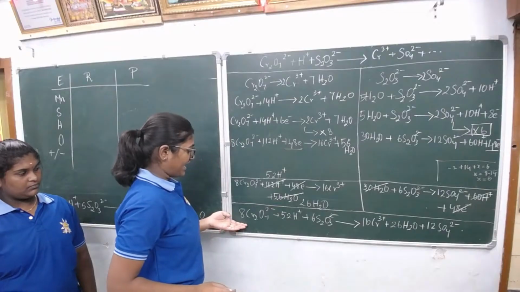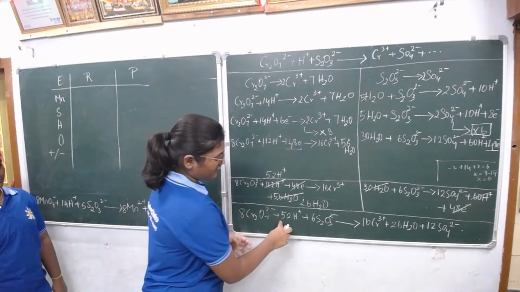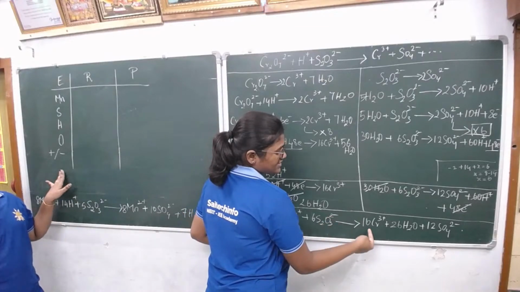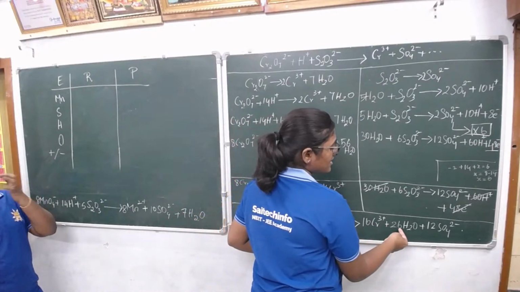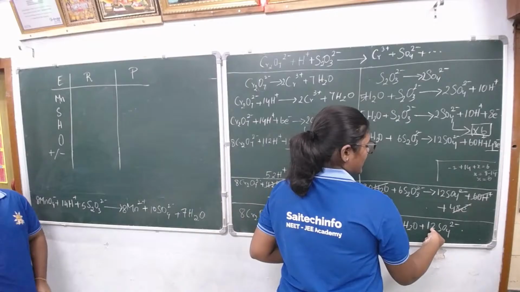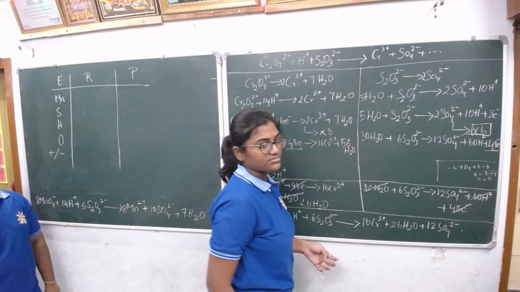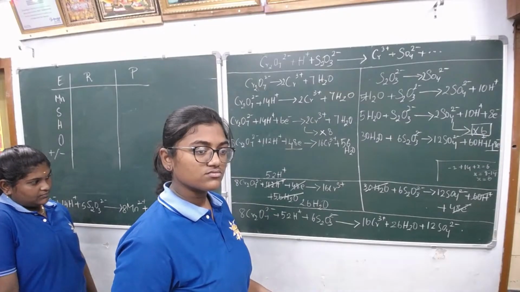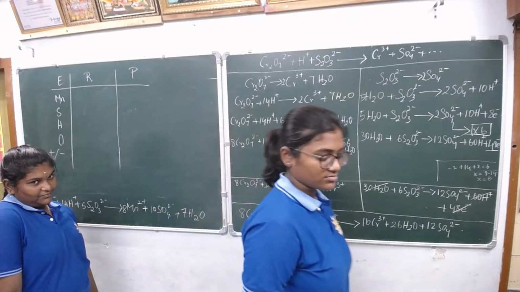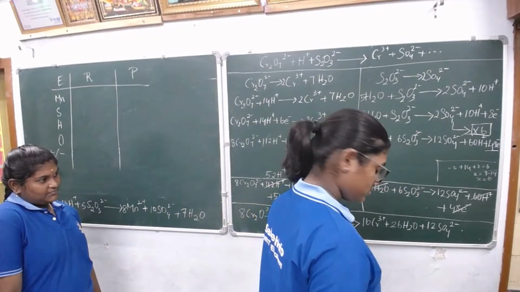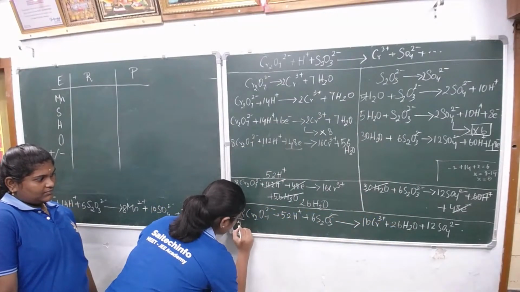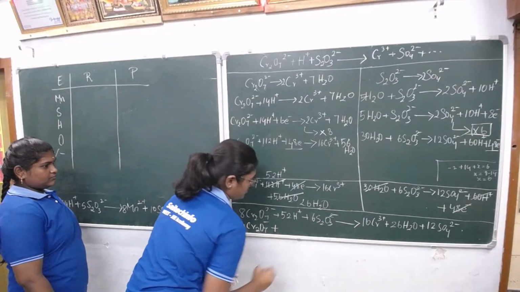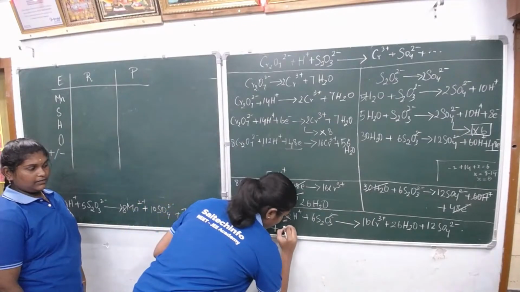By that we attain 8 Cr2O7 2 minus plus 52 H plus plus 6 S2O3 2 minus gives 16 Cr3 plus plus 26 H2O plus 12 SO4 2 minus. You can do one thing. Since all are divisible by 2, you can divide the entire equation by 2. Okay. So show that. Divide by 2. 4 Cr2O7 2 minus. Okay. Right. After that, you have to prove that by the ERP method.